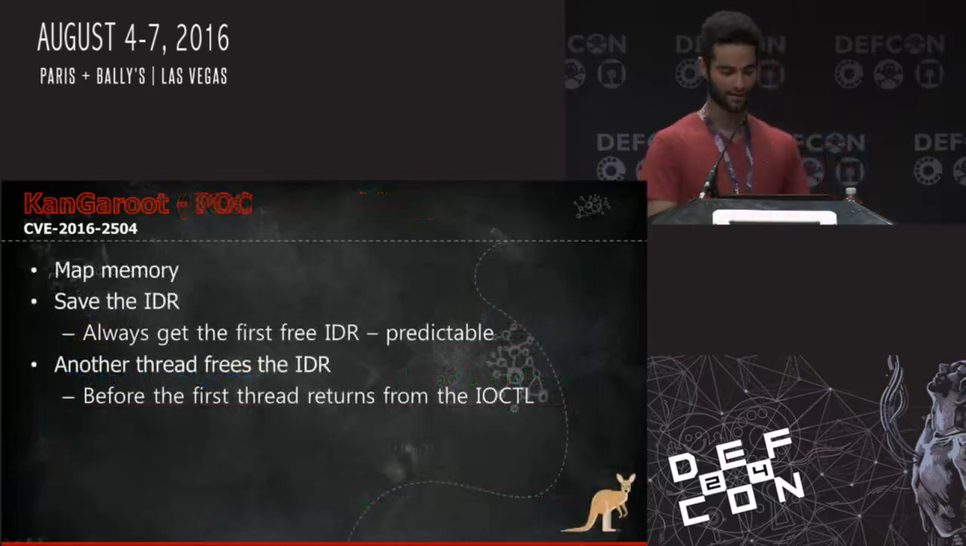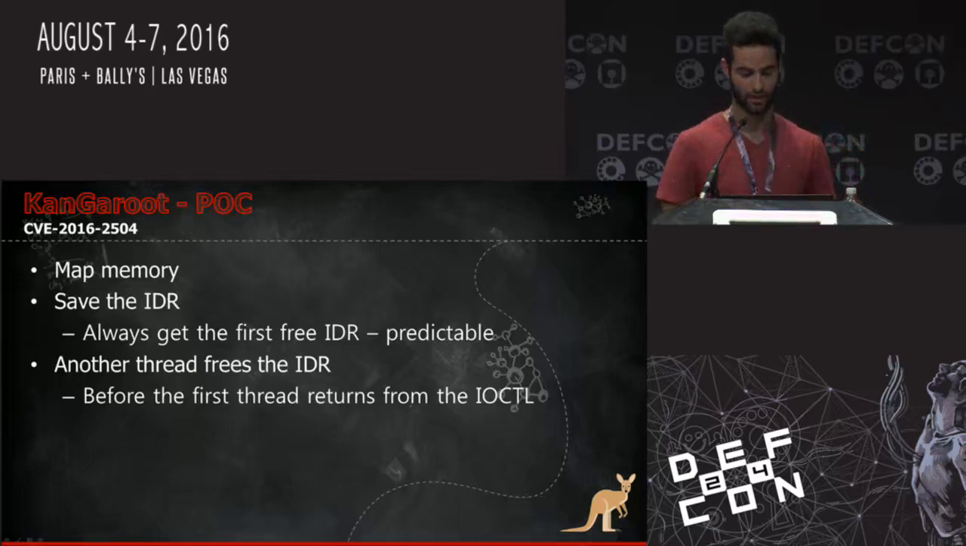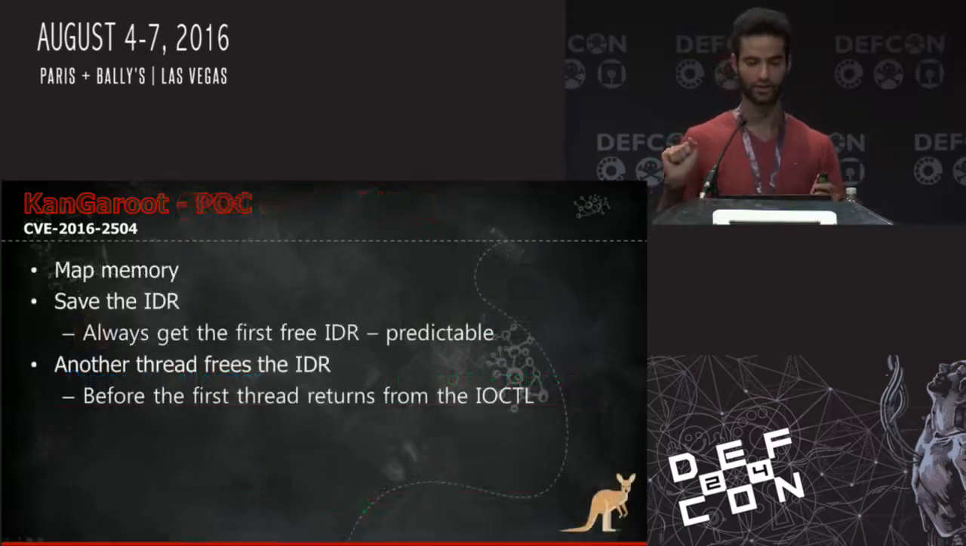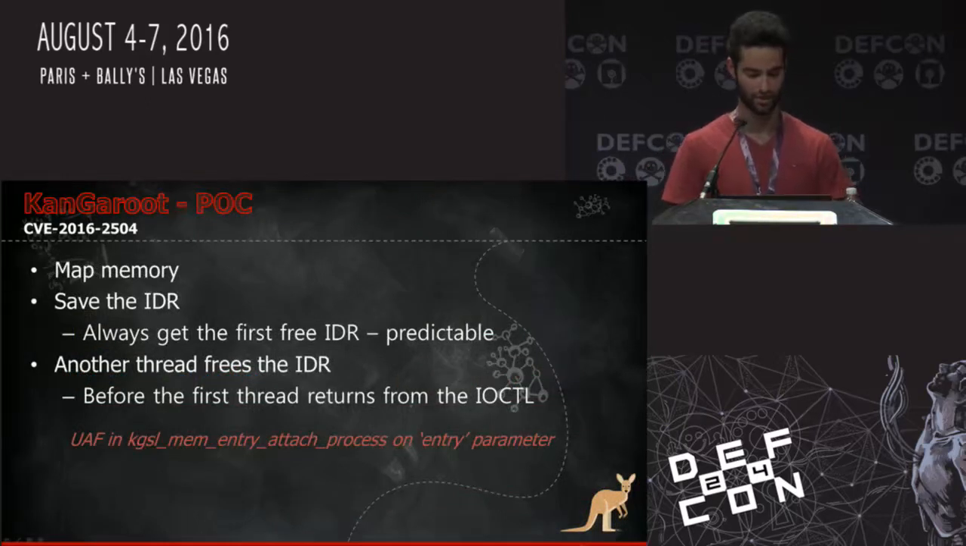So again, the POC: first we map data to the GPU. We get a number. We are going to know which number will be next, because as you can see here, it is always increased by 1. And then we issue simultaneously a create request and a free request on another thread. And there might be, again, a use after free in the function kgsl mem entry attach process on the entry parameter.